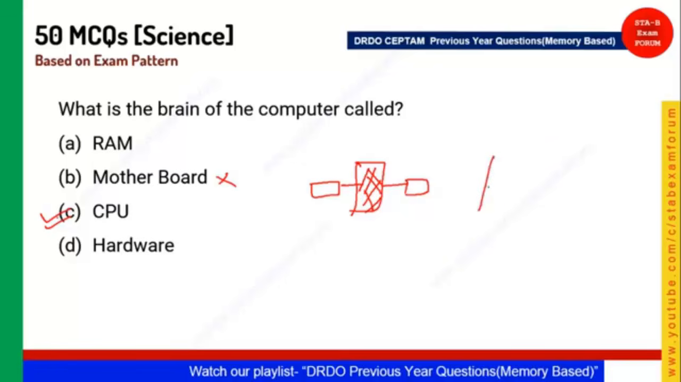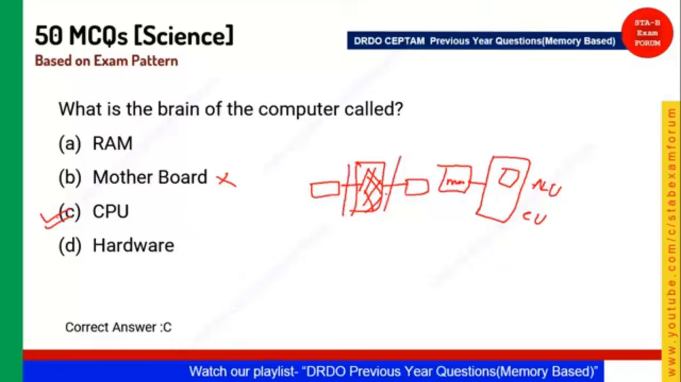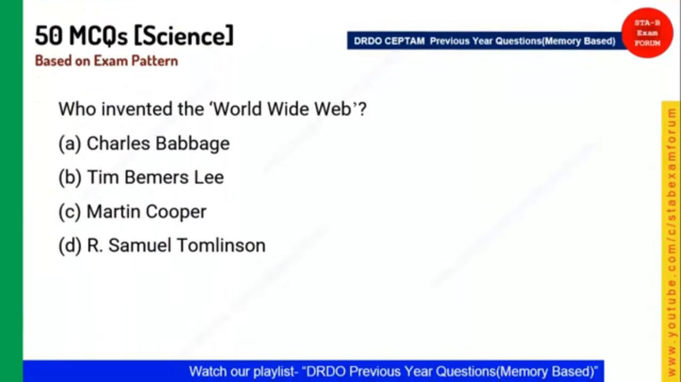So this CPU has certain parts in it, like the arithmetic logical unit and the control unit, and in addition these are interfaced with memory. So they try to work with that. These are called hardware, whatever extra peripherals it has. So option C is the correct answer.